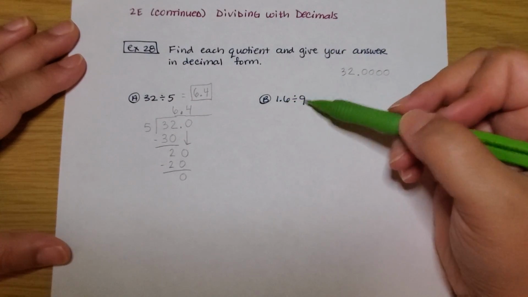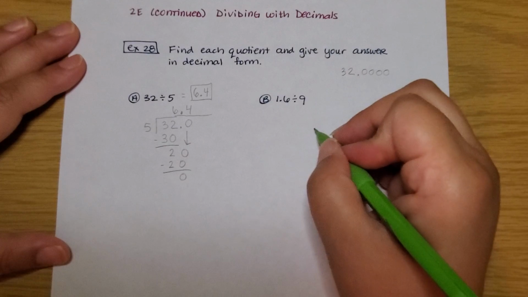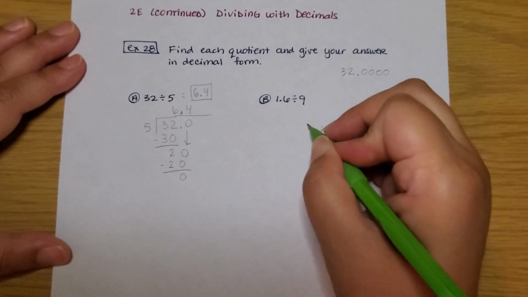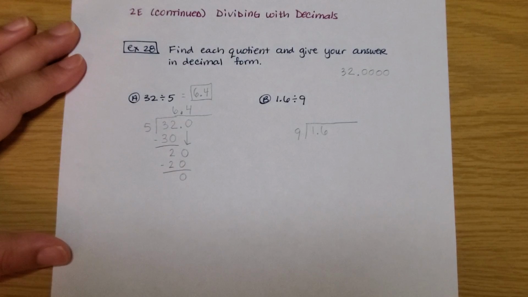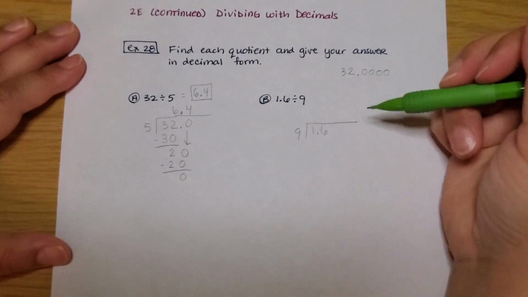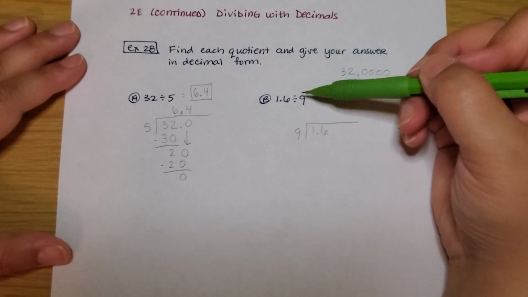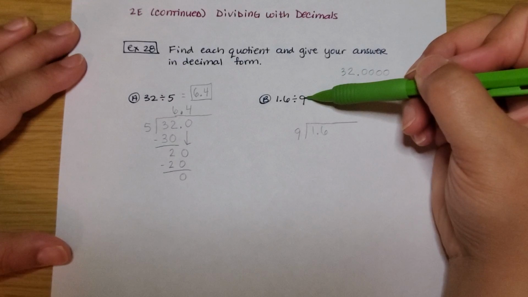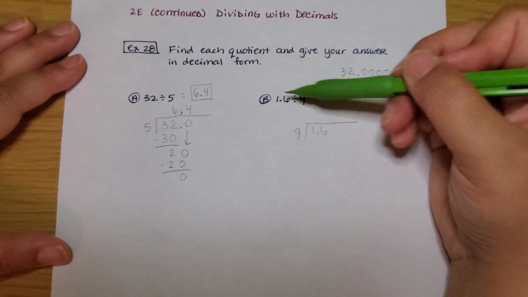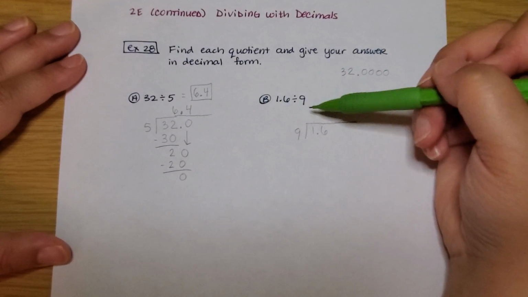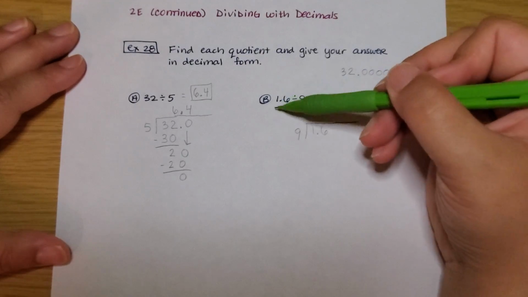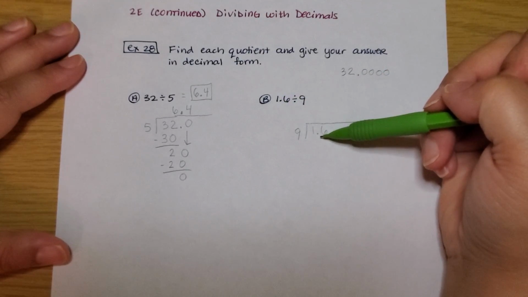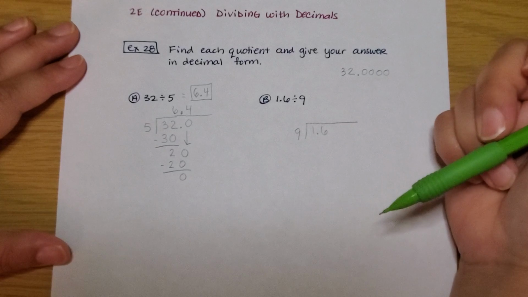We've got 1.6, and we're going to divide that by 9. 1.6 goes in the box, and 9 goes on the outside. Now, one thing that's a little strange, even though 9 is bigger than 1, certainly bigger than 1.6, it doesn't matter which of these two numbers is bigger or smaller. The first one always goes inside the box. The second one goes on the outside.